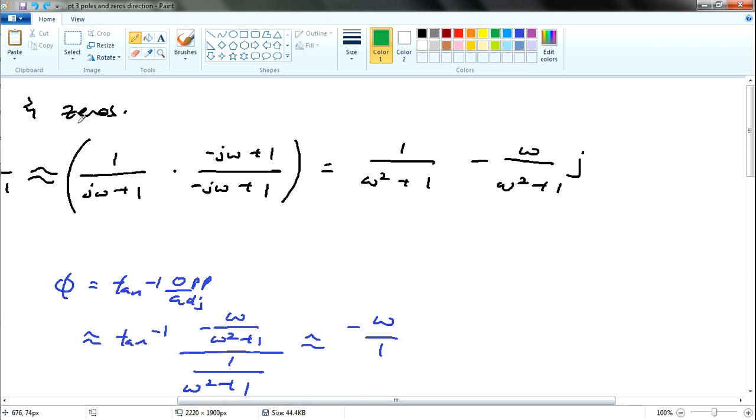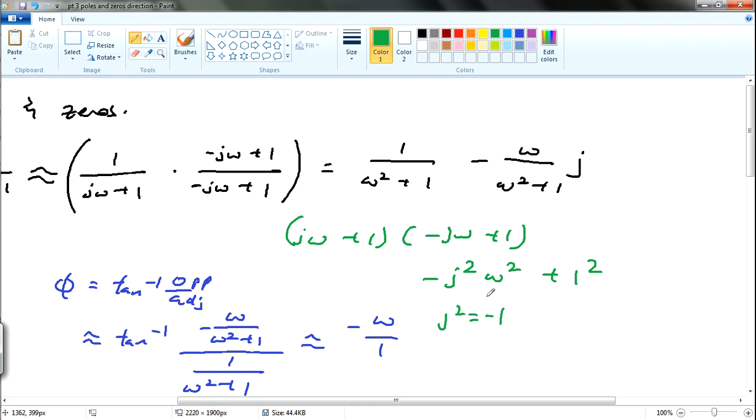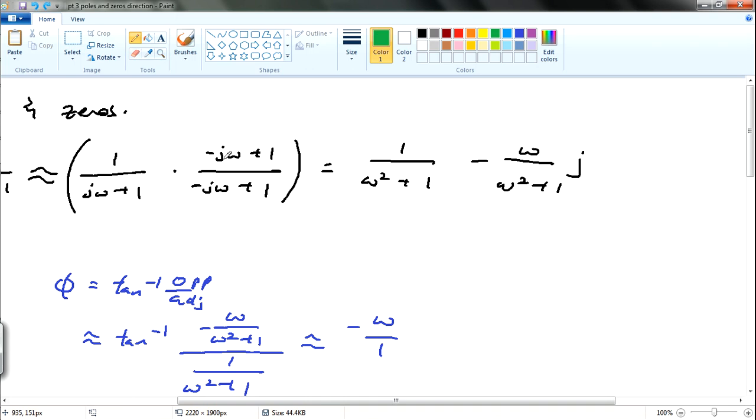So if I were to do that, multiply by minus j omega plus 1, the denominator will be j omega plus 1 multiplied by minus j omega plus 1. You have minus j omega squared plus 1 squared. Then j squared is equal to minus 1, so therefore we have omega squared plus 1, which is this form over here. And then the numerator is minus j omega plus 1.